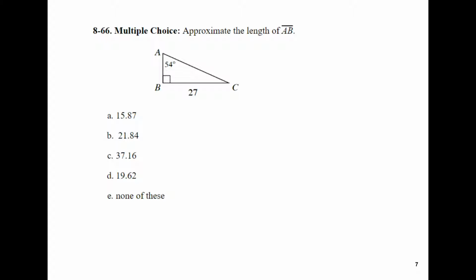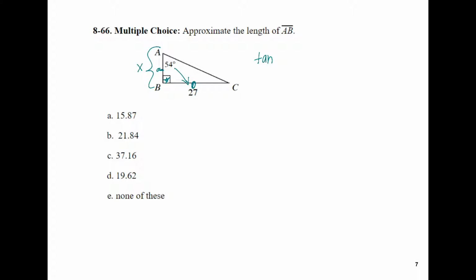8-66 is another multiple choice question. It wants us to approximate the length of AB. I notice that I'm working with a right triangle. I'm given an angle, I'm given a side length, and I'm missing a side length. So I can use right triangle trig. This 27 is the side opposite of my 54. This x is the side adjacent to my angle 54.